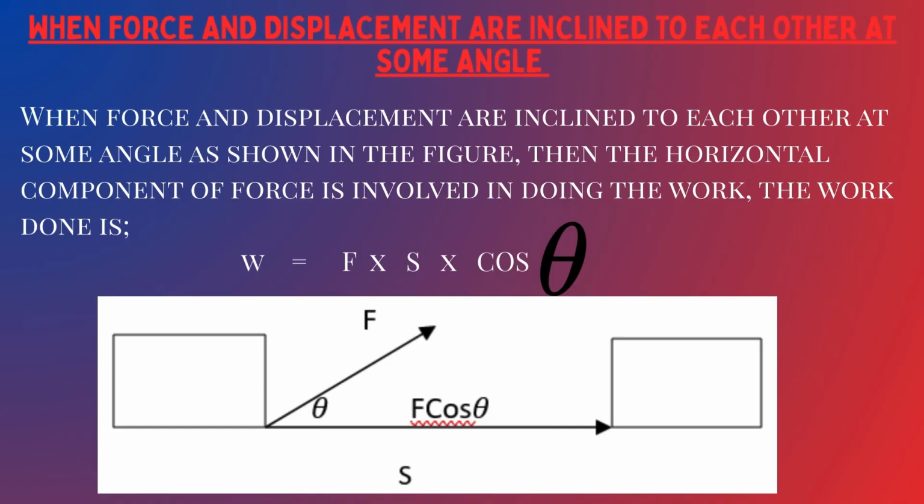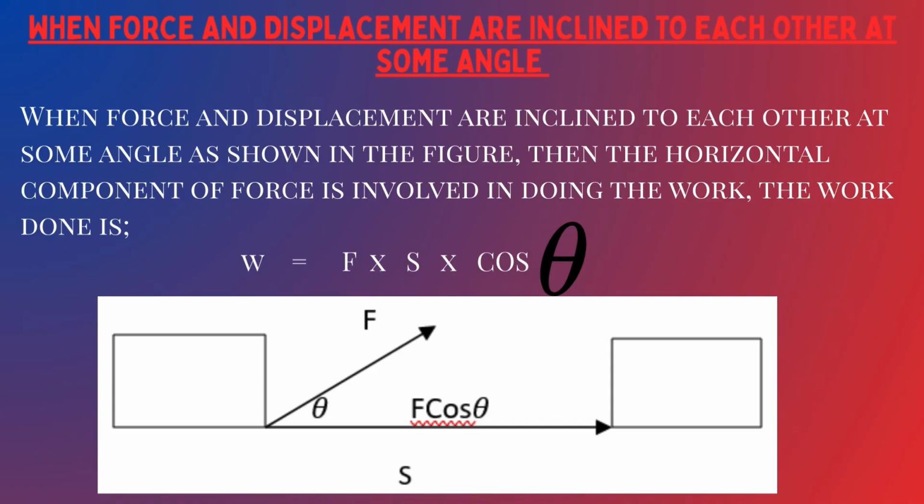That is, as is indicated in the figure, force and displacement are not in the same direction, but inclined at some angle, suppose theta. So we need to resolve the force into two components, horizontal component and vertical component. Horizontal component of this force is F cos theta, while its vertical component will be F sin theta. As is evident from the diagram, only the horizontal component of the force is in the direction of displacement.